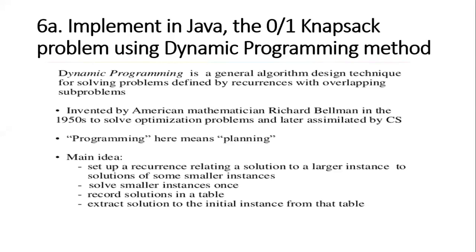Dynamic programming is an algorithmic design technique which solves a problem using recurrences with overlapping subproblems. It was invented by Richard Bellman in 1950 to solve optimization problems, from which we get the solution to the larger problem. It is mainly used to solve smaller instances, and all the solutions we get are recorded in a table. Then these solutions are extracted to the initial instance from the table, which means I am trying to find a solution for the larger problem using the smaller problems.